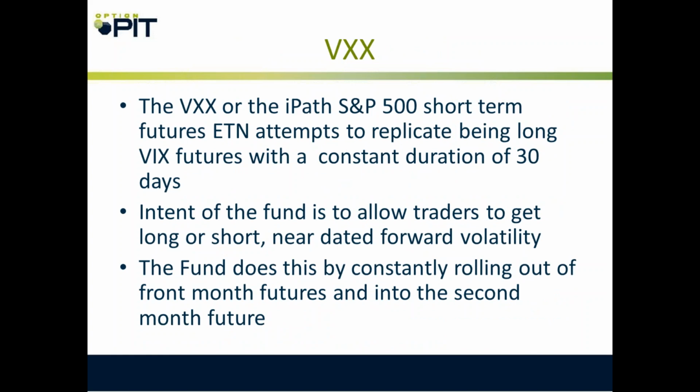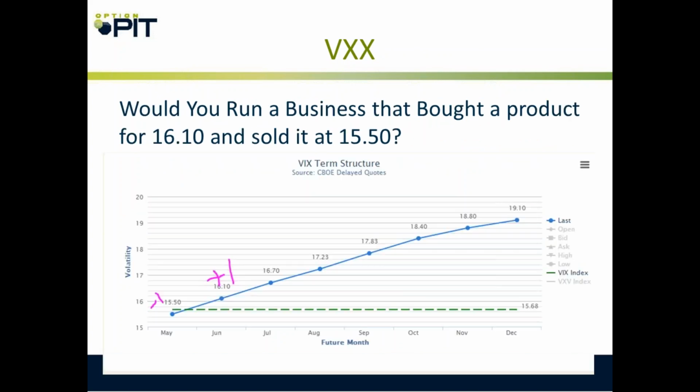Which brings us to VXX. VXX, or the iPath S&P 500 short-term futures ETN, attempts to replicate being long a VIX future with a constant duration of 30 days. Sounds great. The intent of the fund is to allow traders to get long or short near-dated forward volatility. It does that well. The fund does this by constantly rolling out of front-month futures and into the second-month future. Well, here's the problem with that.